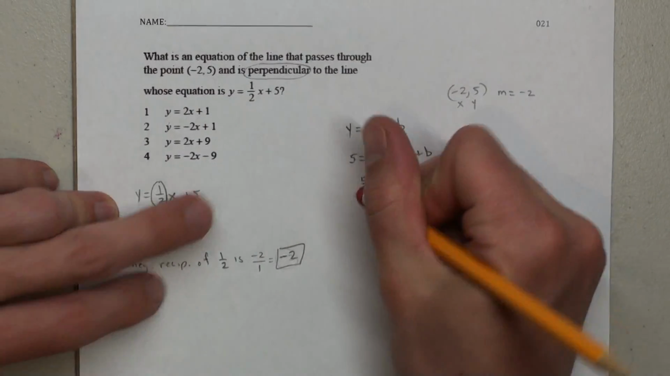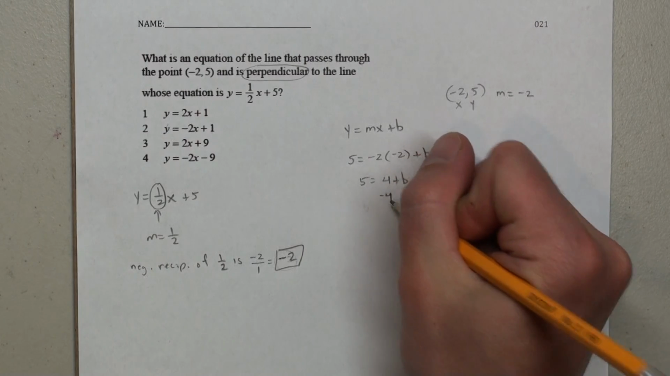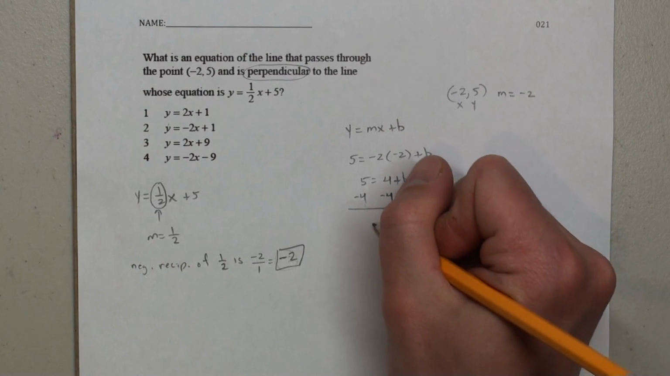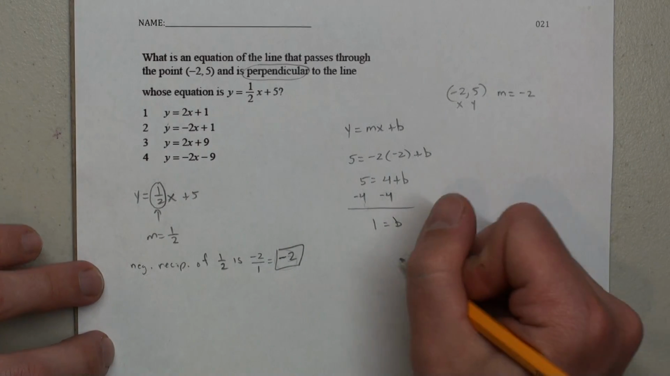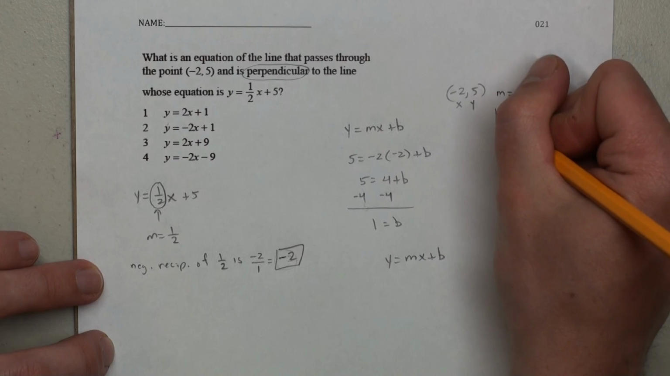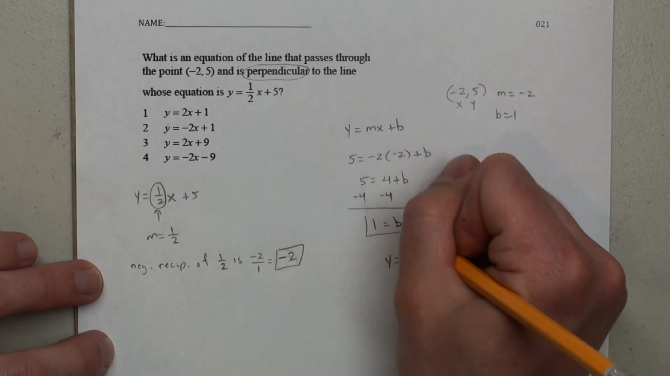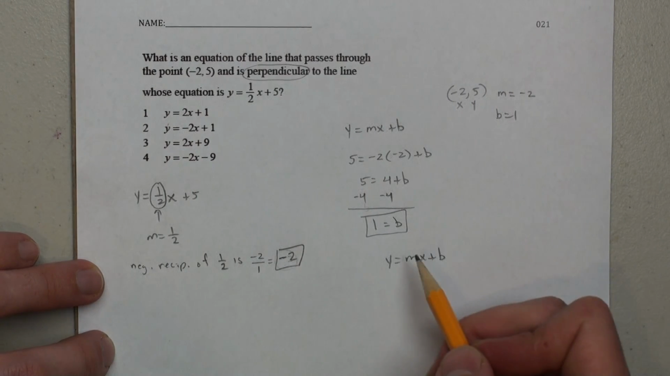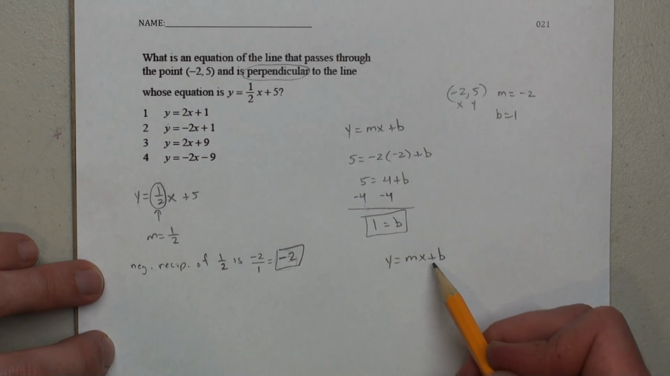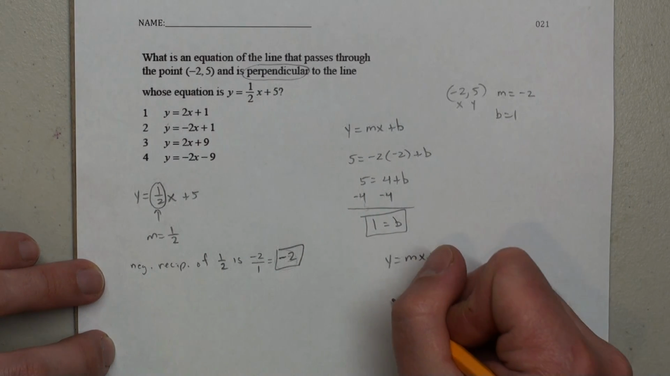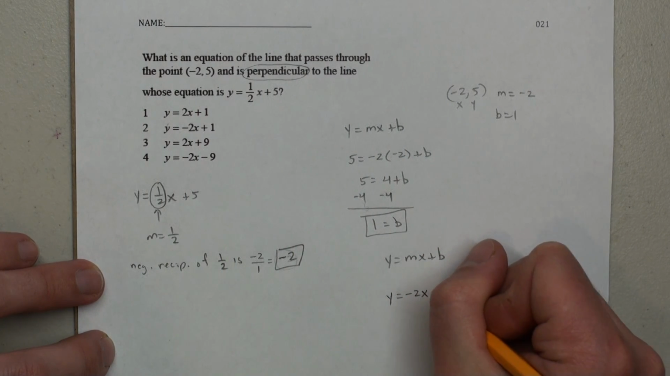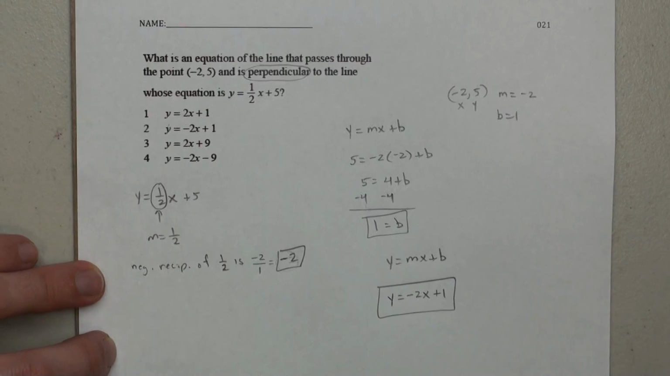Subtract 4. And now you can see we find the y-intercept. b equals 1. So the equation of our line is y equals mx plus b, and we just found our b is 1. So we can just plug in our m, which was -2, and our b, which was 1. So y equals -2x plus 1. Okay?